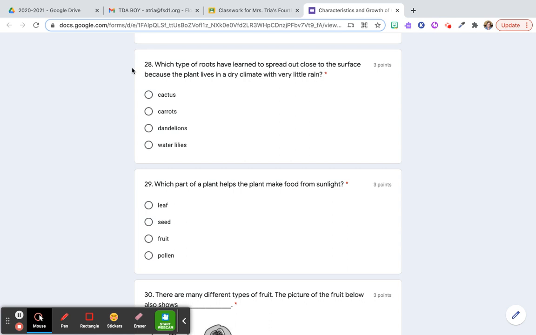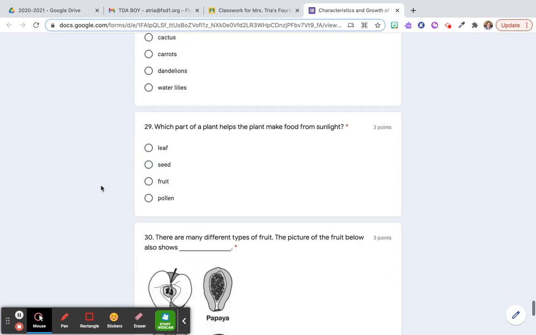Number 28. Which type of roots have learned to spread out close to the surface because the plant lives in a dry climate with very little rain? Cactus, carrots, dandelions, water lilies.